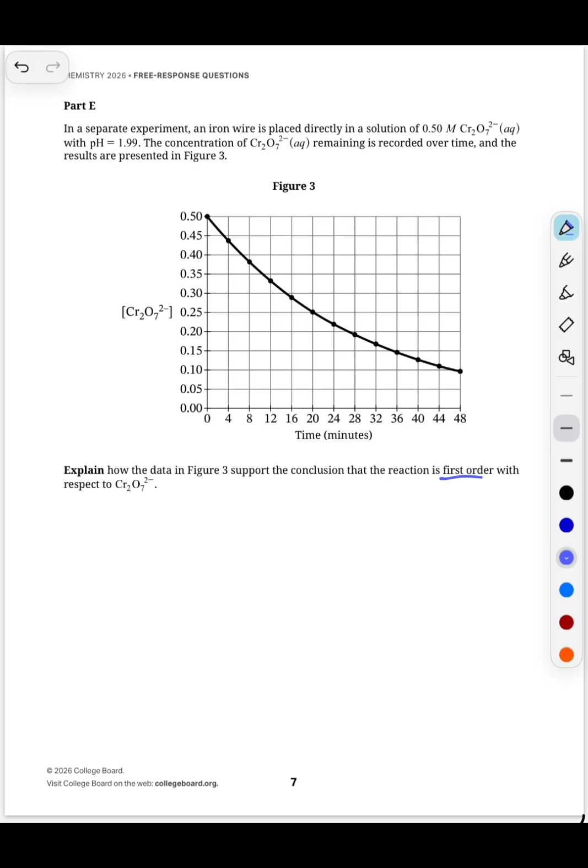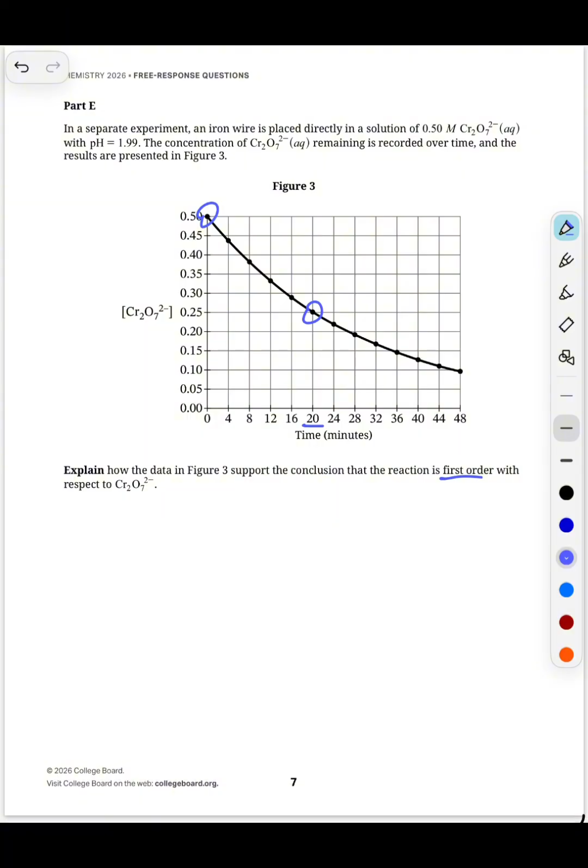So that over a fixed amount of time, 50% of our sample or our amount will decrease. At time 0, we have 0.50 molar. Then we want to look at what time we see half of that amount remaining. So we go down, we see 0.25, and that corresponds to 20 minutes. Well, that's assuming one half-life took place, so let's see if it's consistent.